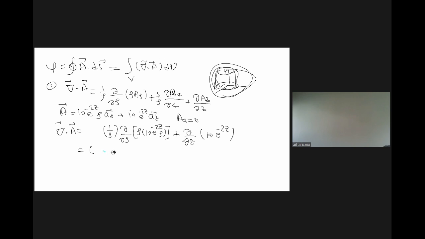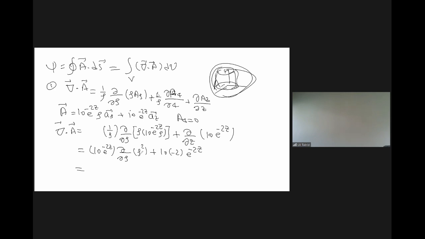So 10 e to the minus 2z is a constant. You have d rho of rho squared, plus taking derivative with respect to z. Hopefully you know how to take a derivative of exponential. It's minus 2 e to the minus 2z.